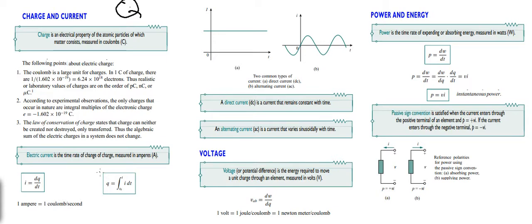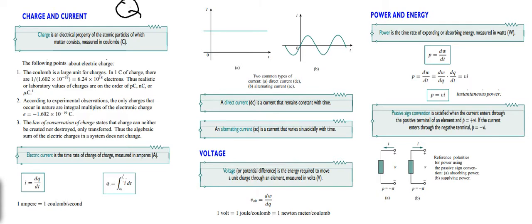Now, what if given the current, and we have a certain time? We take the antiderivative, or the integral, of the current as a function of time. We simply have charge equal to the integration of I dt from t initial to t.